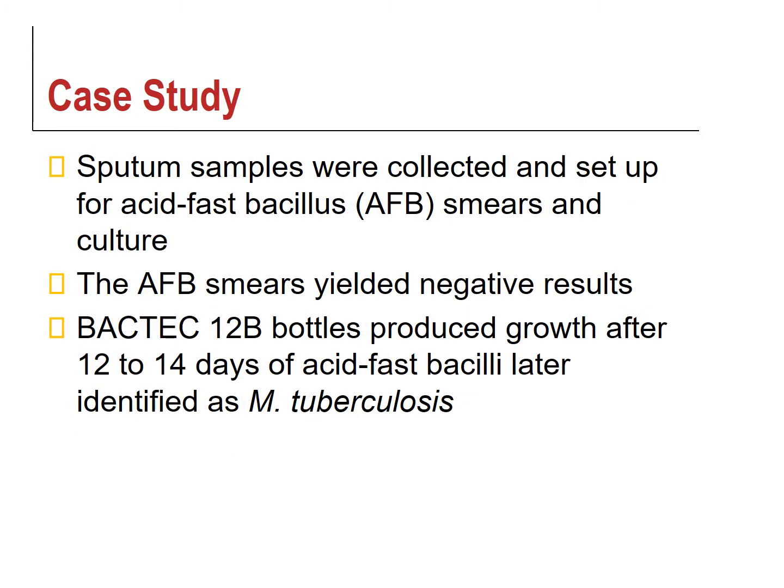Sputum samples were collected and set up for acid-fast bacillus, AFB, smears, and culture. The AFB smears yielded negative results. BACTEC 12B bottles, that's an automated blood culture system, produced growth after 12 to 14 days of acid-fast bacilli later identified as Mycobacterium tuberculosis.